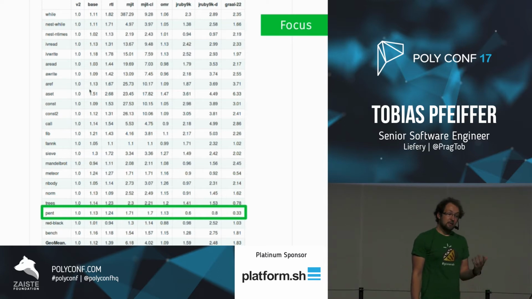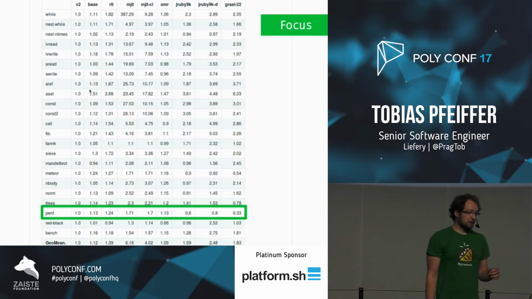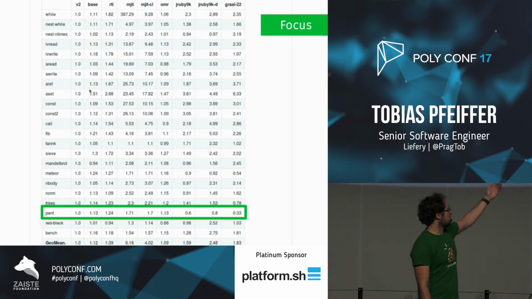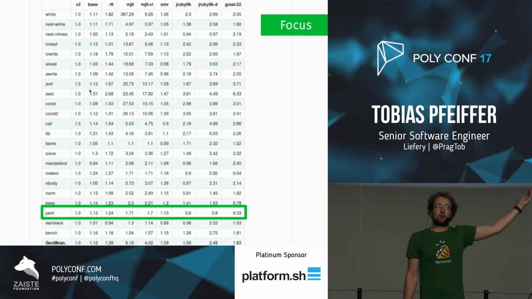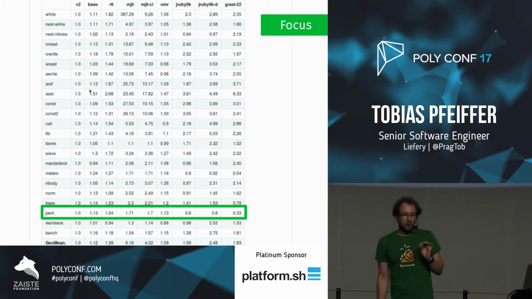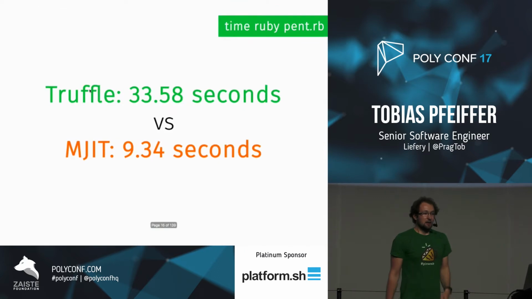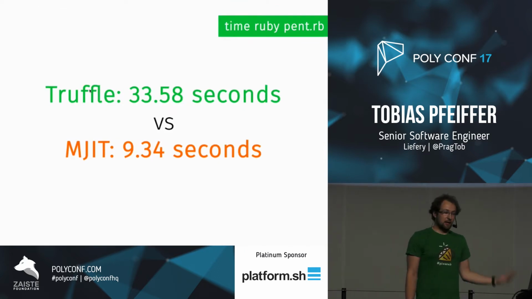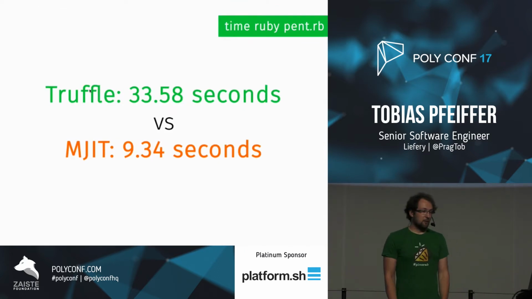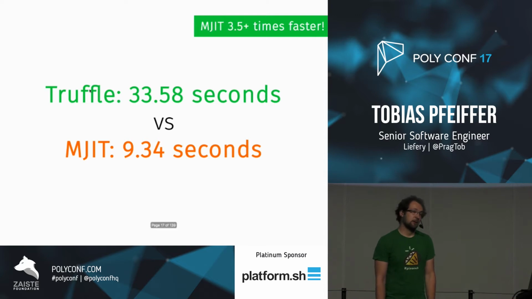But this one is still slower when I run it these days, and here it's one of the slowest ones. So Graal is a third of the speed of JRuby, and I looked at this, and it's like, this cannot be. I ran a benchmark on this before, and I don't believe that. So let's run it again, time, Ruby, and the script. And there we go. Truffle takes 33 seconds to complete that script, and MJIT takes 9 seconds. So obviously, it's way, way faster.